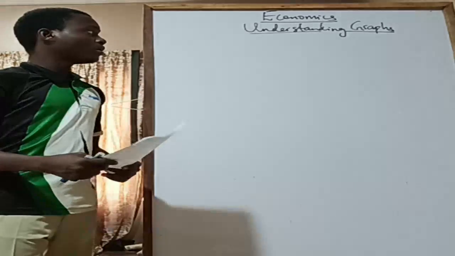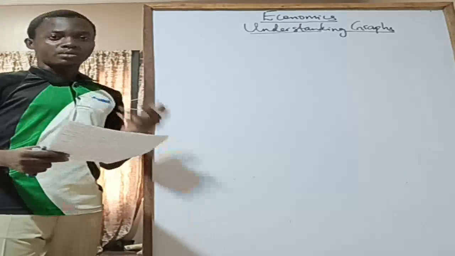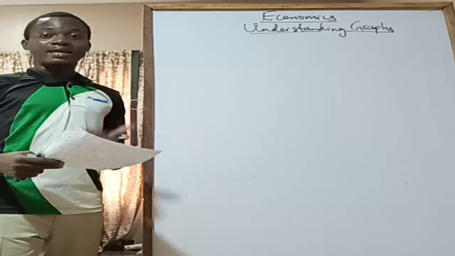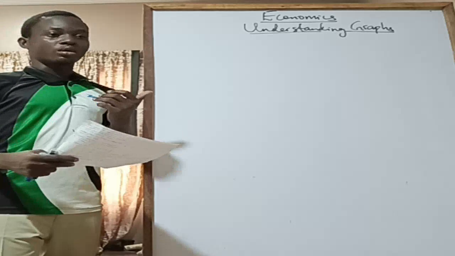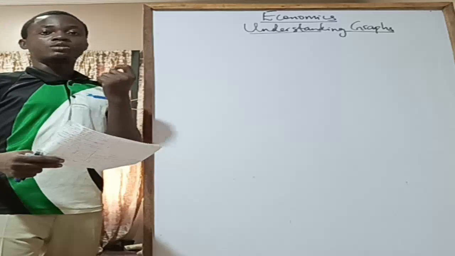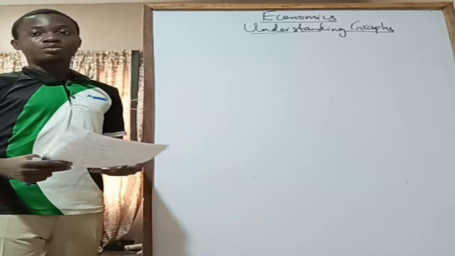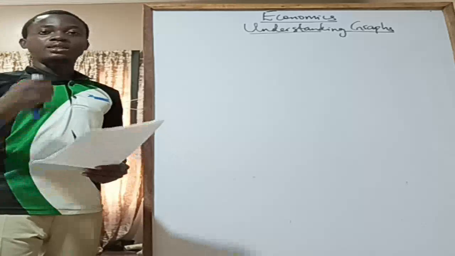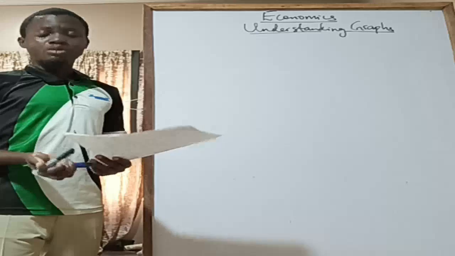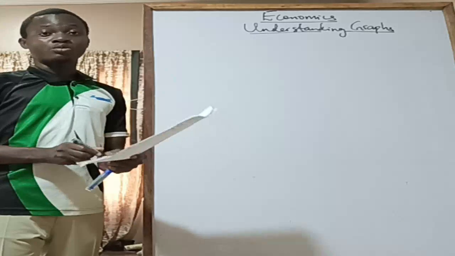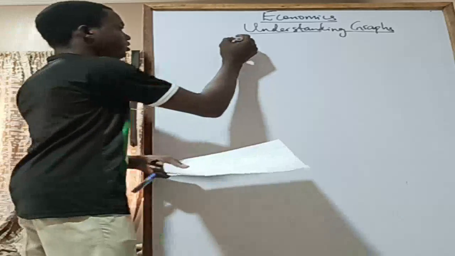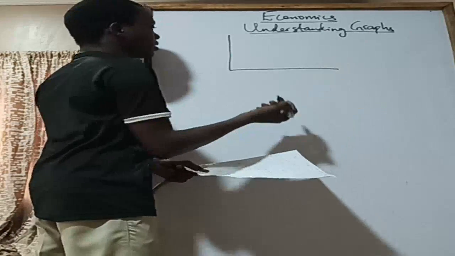So with that, what is a graph? Basically speaking, a graph is a diagrammatic representation of the relationship between two or more variables. All right. A graph is a diagrammatic representation of the relationship between two or more variables. You must have seen a graph before. There is no way you wouldn't have seen a graph before. So this is an example of a graph.